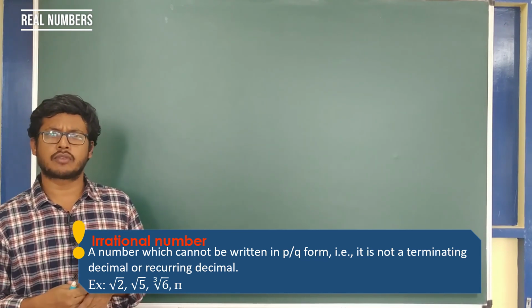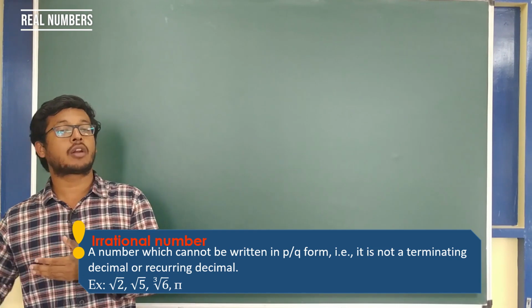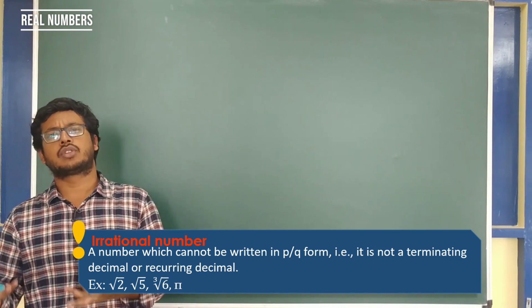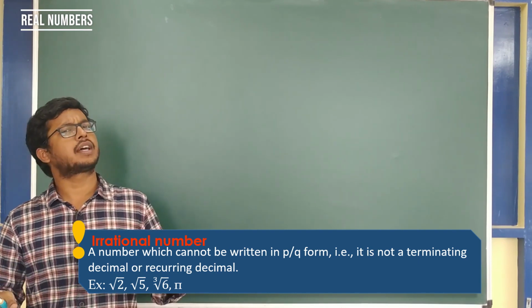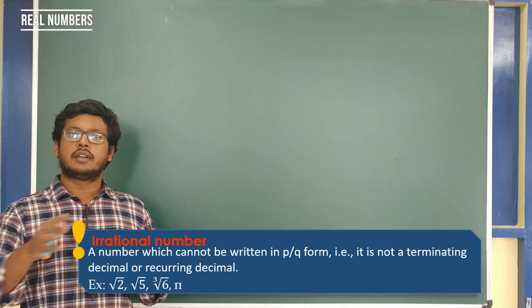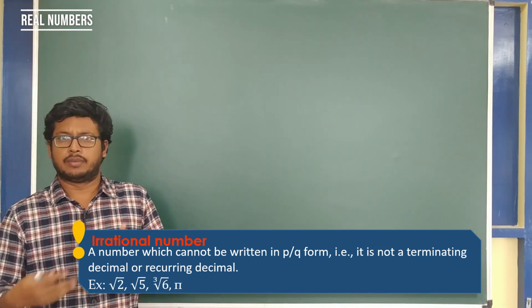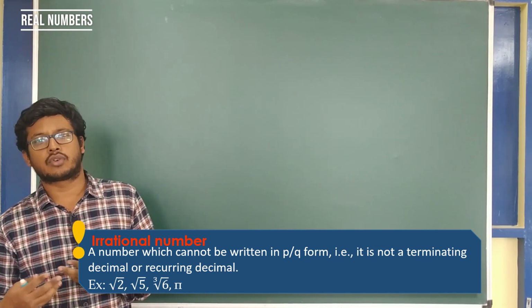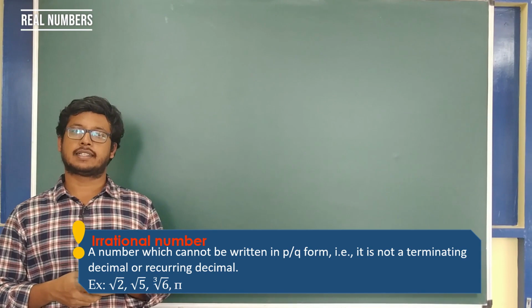So we saw a few examples. Examples are square root of 2 or square root of any non-perfect square like square root 3. Square root 4 we have 2, so that is not an irrational number. Square root 5 is an irrational number, square root 6 is an irrational number. Then we have cube root of a non-perfect cube like cube root of 3, cube root of 4, cube root of 5. These are all irrational numbers.